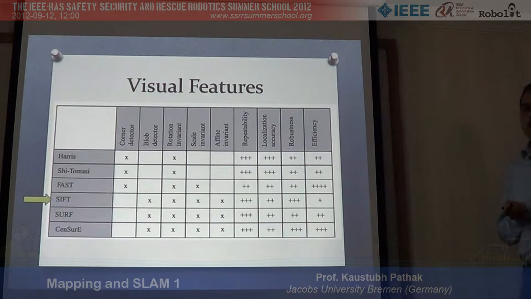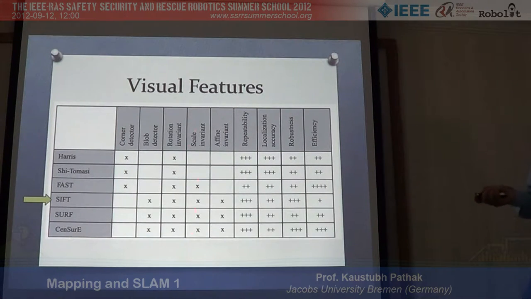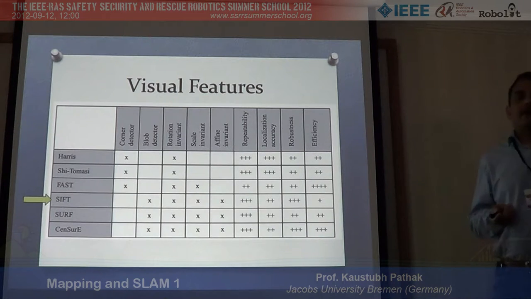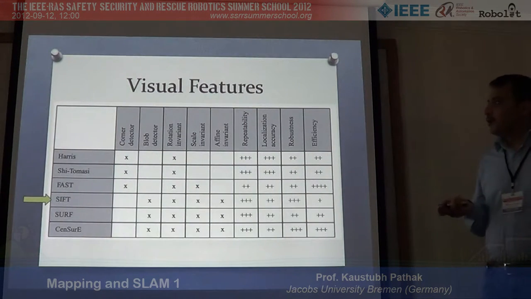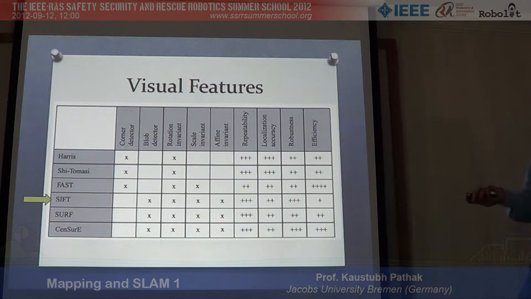Rotation refers to basically the image rotation in the image plane. It does not refer to the 3D rotation of the camera as such. Scale invariant: if you go far away from the object, do you continue to get the same features? Affine invariant: in real life, the kind of deformation that you get is called perspective, but it's usually approximated by an affine transform. So it is a nice property that a particular feature is affine invariant. SIFT and SURF are.